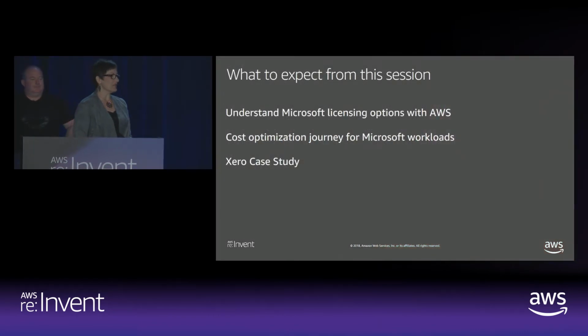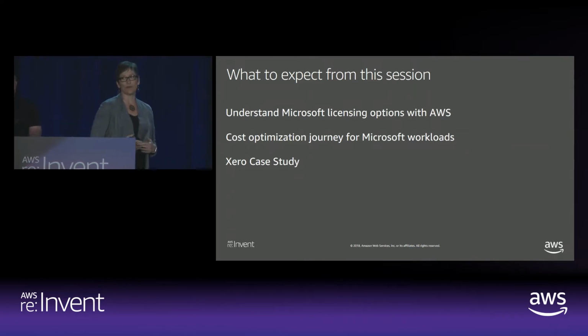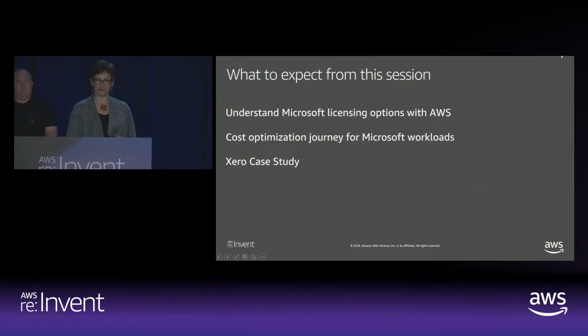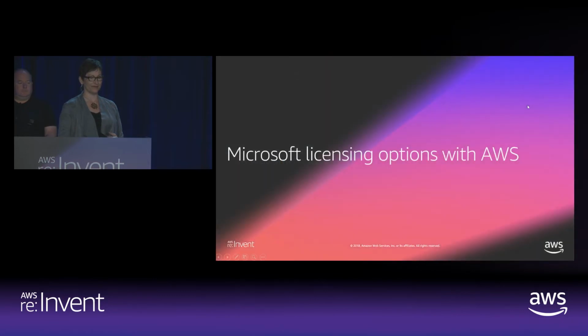Okay, I'm going to start today's session by going through the different Microsoft licensing options with AWS. Then I'll go through best practices for your cost optimization journey for your Microsoft workloads. Ben will take the rest of the session then to share with you his experiences over the last 2.5 years migrating to AWS. So let's start with the Microsoft licensing options.